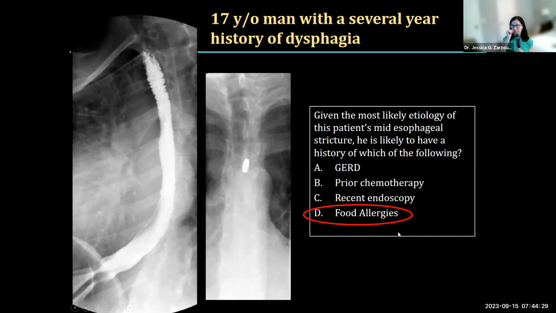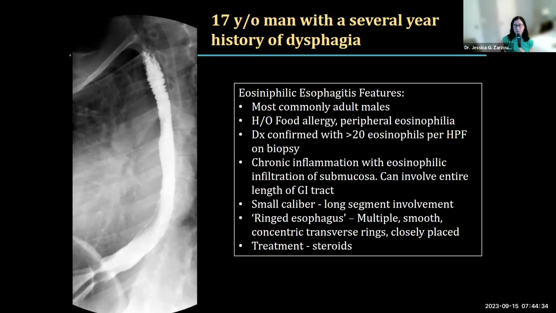Eosinophilic esophagitis is associated with food allergies. This most commonly occurs in adult males. And again, they're going to have a history of a food allergy. And this diagnosis is confirmed with endoscopy, where there are greater than 20 eosinophils per high power field. And it leads to chronic inflammation and eosinophilic infiltration of the submucosa.